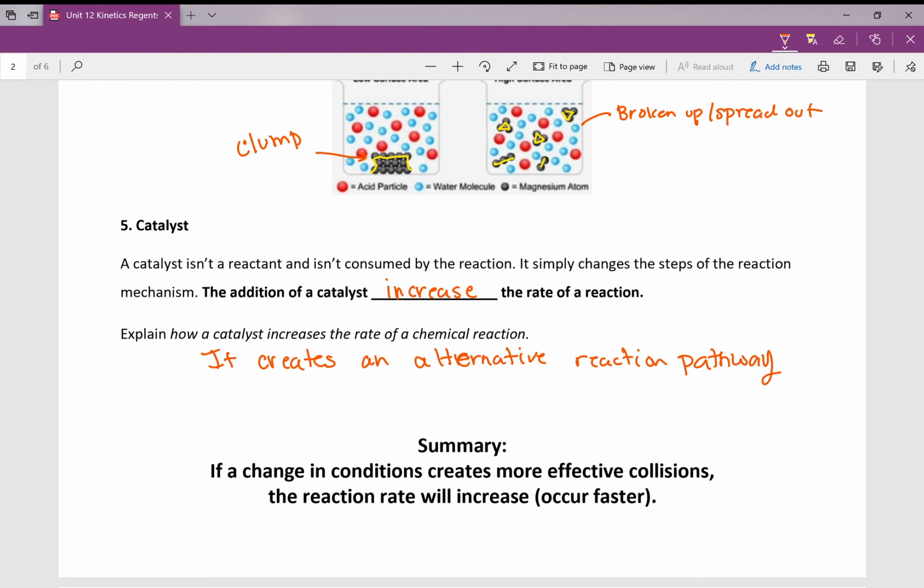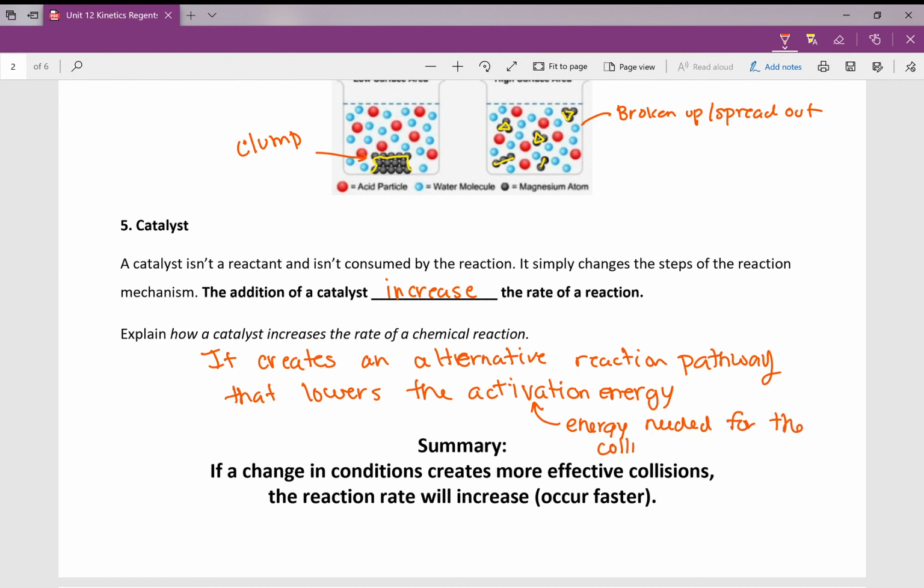And it's not that it just creates this different pathway. This pathway is going to lower the energy needed for the reaction to occur. So it creates an alternative reaction pathway that lowers the activation energy. And again, this is just the energy needed for the collision to be effective.